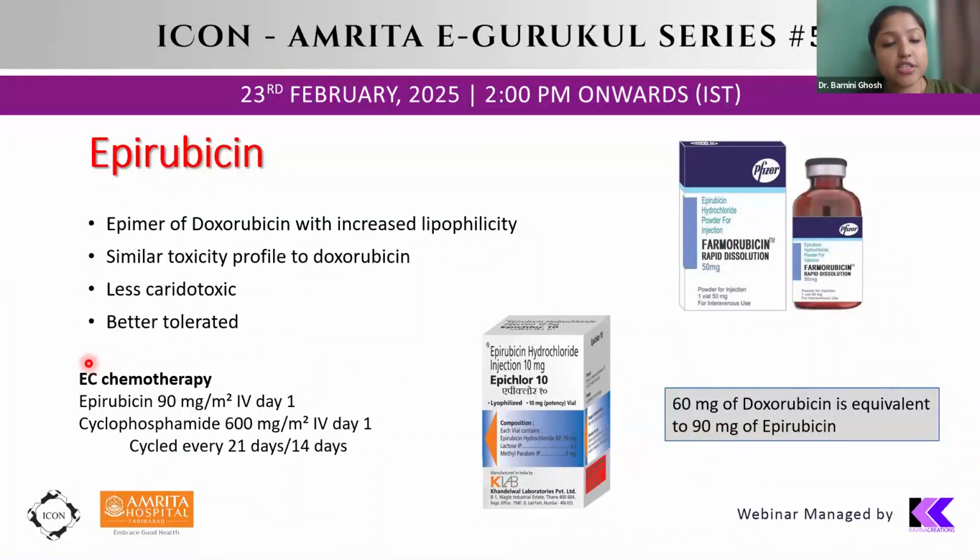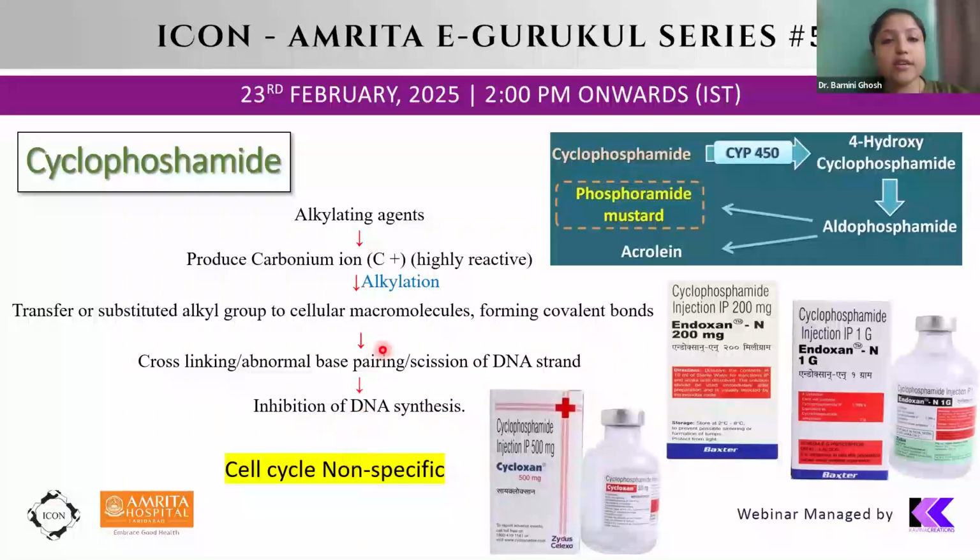So if we change the regimen from AC to EC, we can see that the cyclophosphamide dose remains the same, but the epirubicin dose changes to 90 mg per meter square. And it may be given every 3 weeks or every 14 days if the dose dense regimen is being used. Now coming to the next drug, that is cyclophosphamide.